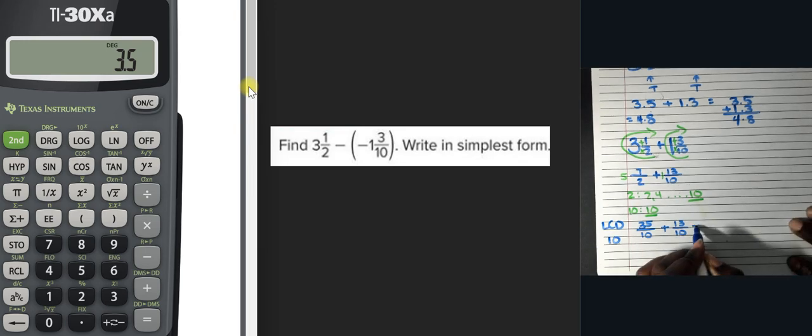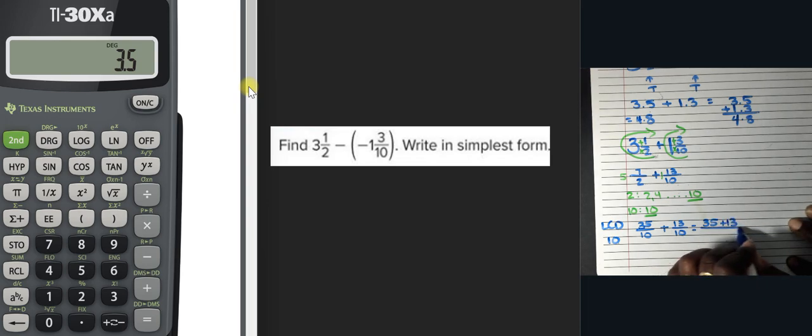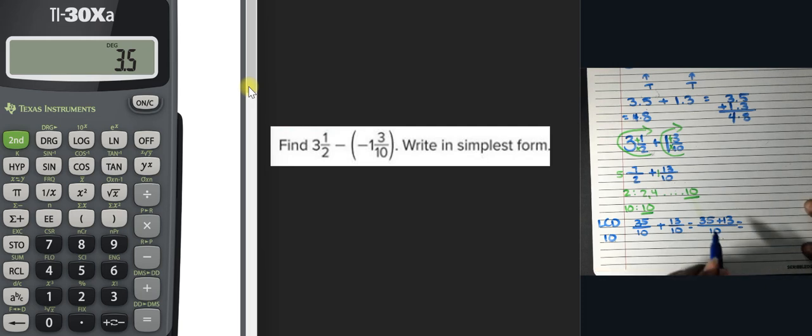And so now what we can do is just add those together. So we are trying to find out what the sum is of 35 and 13. Remember, your denominator will stay the same. In addition and subtraction, you need the same denominator all the way through. So what we have now is 35 plus 13. That gives me 48. That's 48 tenths.